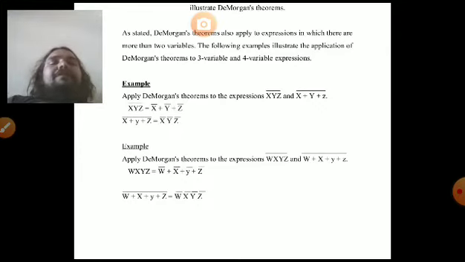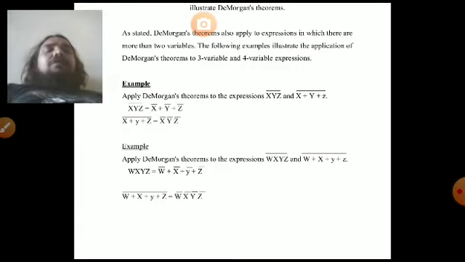At the same time, De Morgan's second theorem for the 4 variables. The expression is (w + x + y + z) whole bar is equal to w bar into x bar into y bar into z bar. This is the De Morgan second theorem expression.